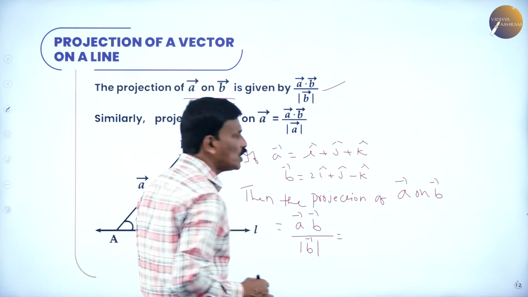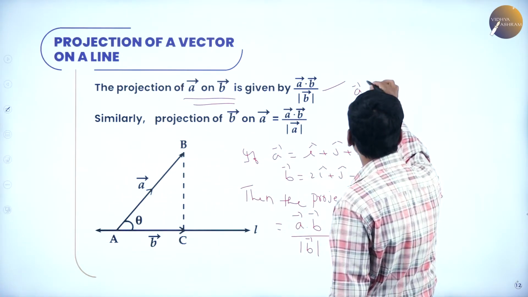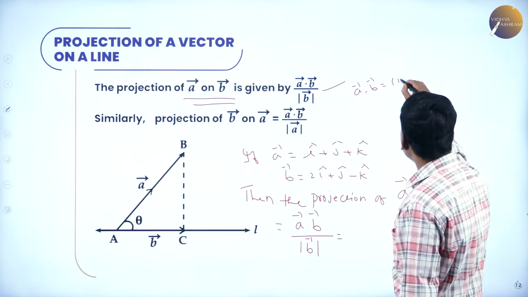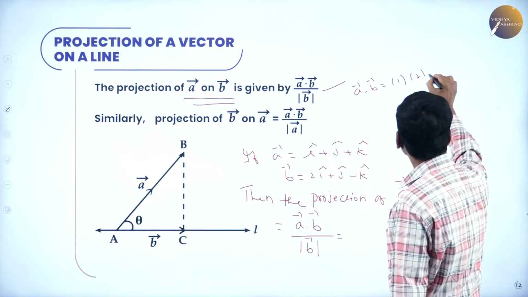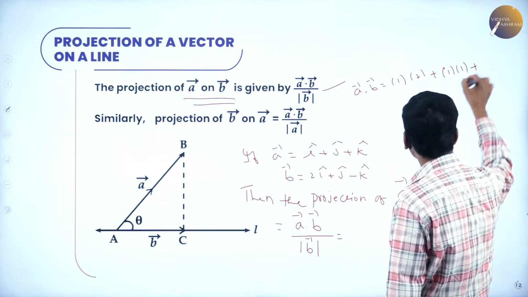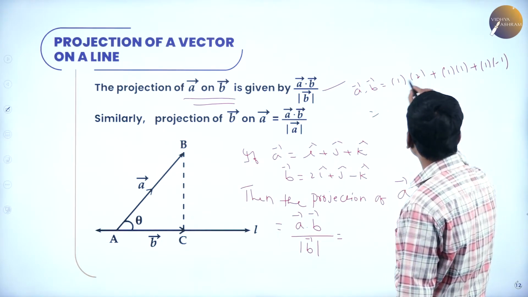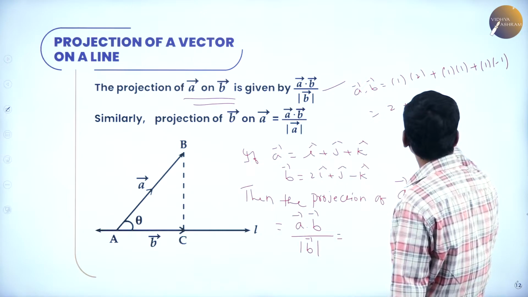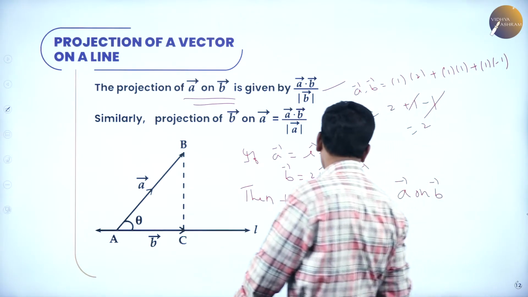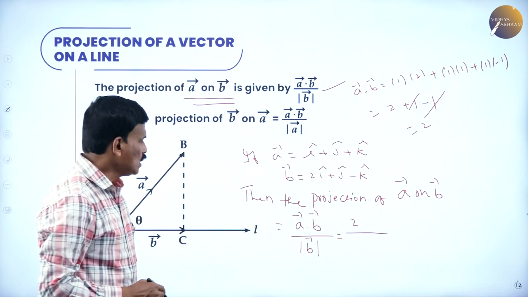Now, how to find the dot product of A and B? So, here A dot B is equal to the product of the coefficients: the coefficient of I is 1 into 2, plus coefficient of J is 1 into 1, and the coefficient of K is 1 into minus 1. Simplify this: 1 twos are 2, plus 1 ones are 1, plus 1 into minus 1 is minus 1, so 1 minus 1 gets cancelled, and this is equal to 2. So A dot B is equal to 2, divided by length of B.